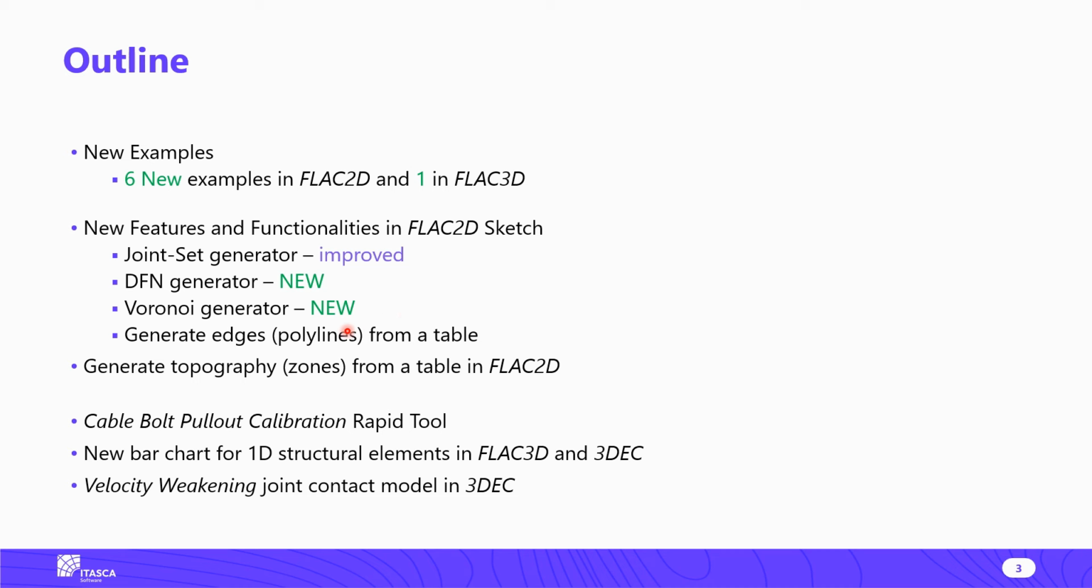I will also briefly talk about a couple of new functionalities to generate edges from a table in Sketch and generate zones from topography information. Jim will talk about the new Rapid tool, the cable bolt pullout calibration tool. He will mention the new bar chart for 1D structural elements in FLAC3D and 3DEC, and also we'll talk about the velocity weakening joint contact model in 3DEC.